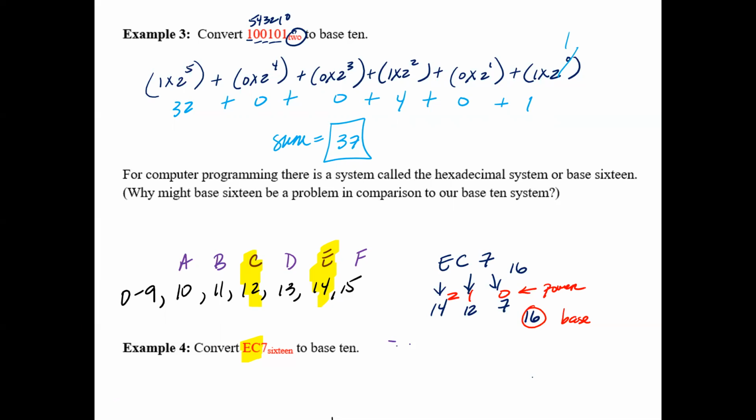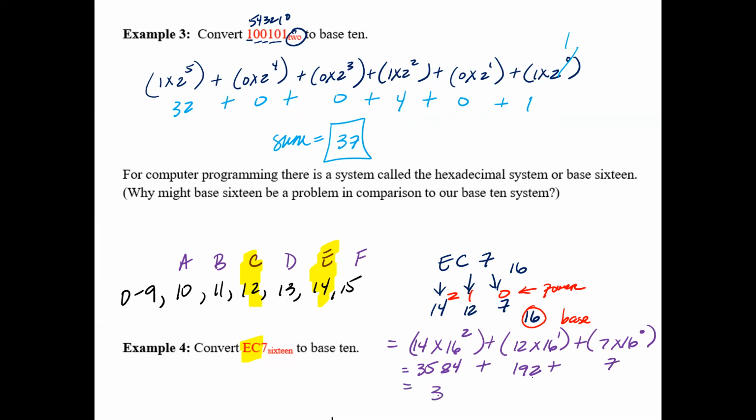And so then I'm going to take my 14 times the base 16 to the power of 2, plus 12 times the base of 16 to the power of 1, plus 7 times the base of 16 to the power of 0. Let's go ahead and multiply it out, you guys. So 3584, 192, and 7. So altogether, 3,783 is my answer.